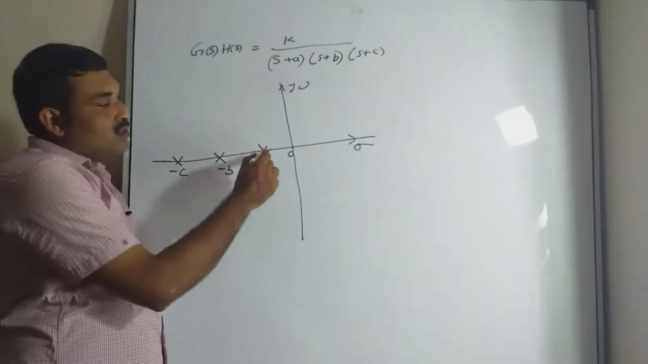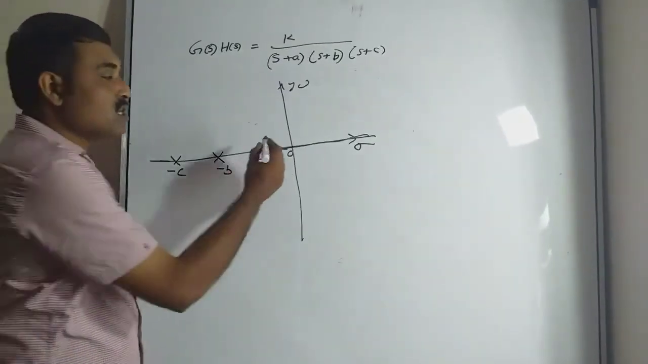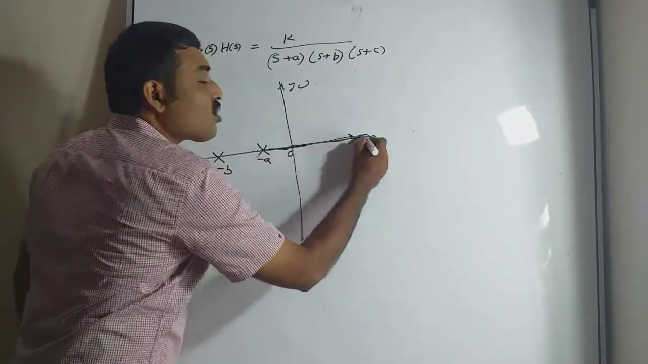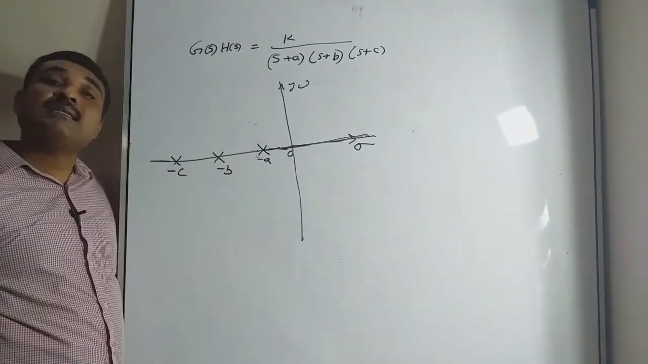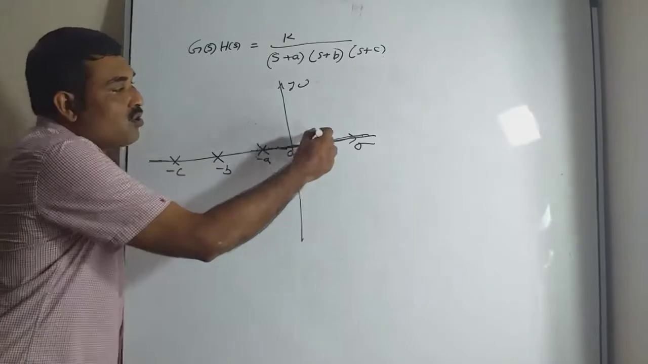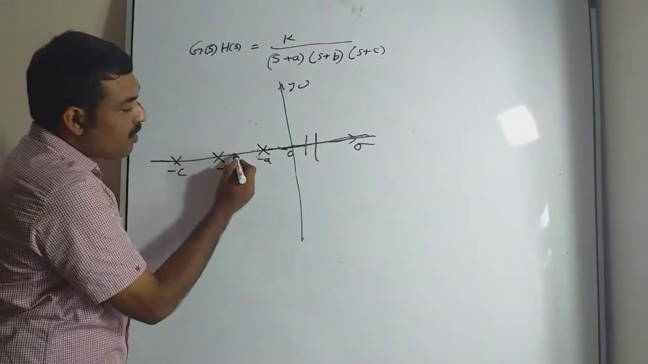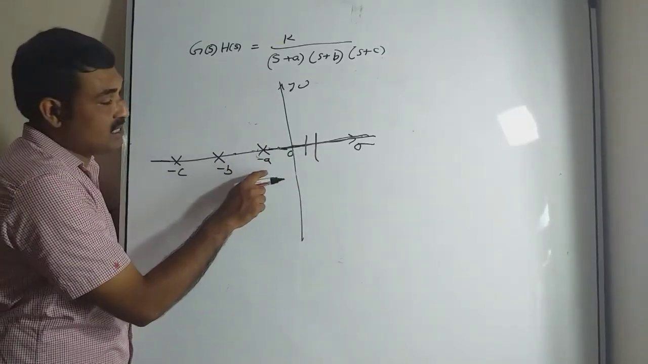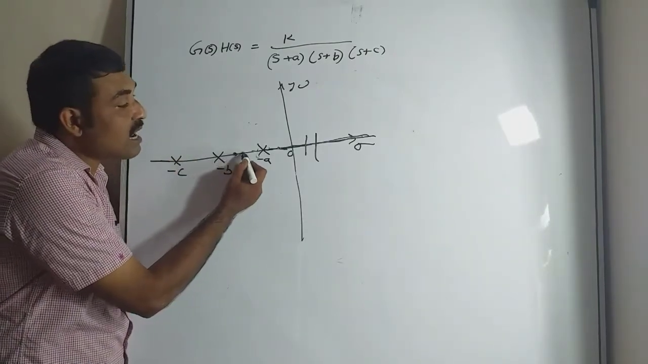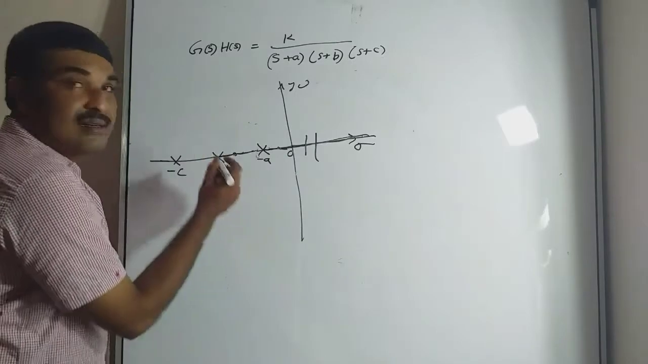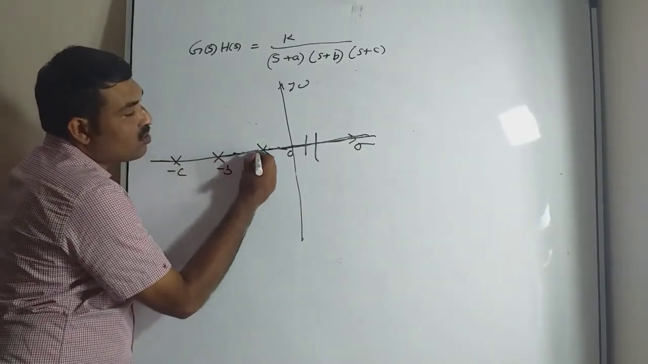Now check this portion. This portion of the real axis is not lying on root locus, since if you take a test point here, there are no poles and zeros to the right. So this portion is not on root locus. Now consider a point in between minus b and minus a. The number of poles and zeros to the right side of this test point is only one. So this portion is lying on the root locus.